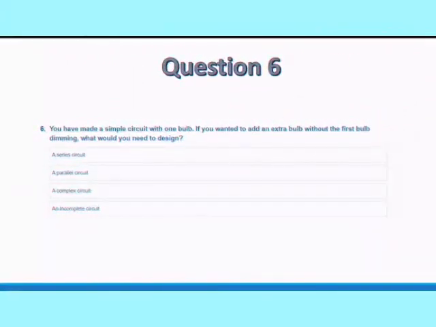Question number 6. You have made a simple circuit with one bulb. If you wanted to add an extra bulb without the first bulb dimming, what would you need to design? Is it A, a series circuit, B, a parallel circuit, C, a complex circuit, or D, an incomplete circuit? Pause the video and record your answer.